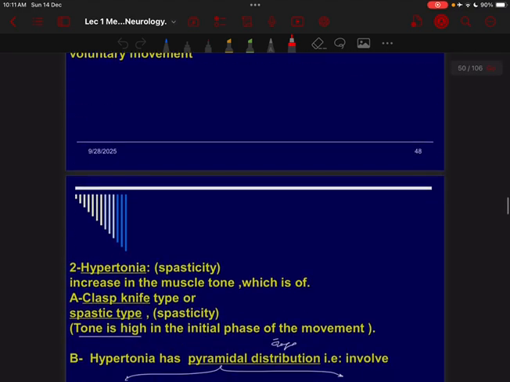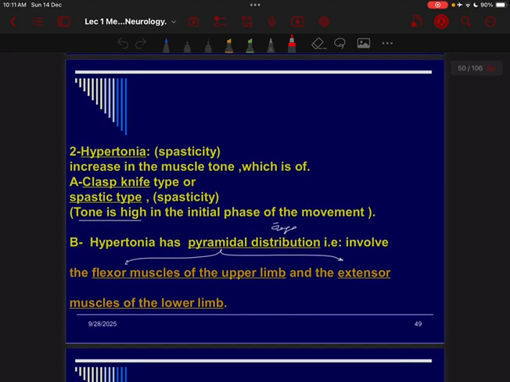Number 2, hypertonia, spasticity. And we call it spasticity because there is an increase in the muscle tone, and it is what we call the clasp knife type.